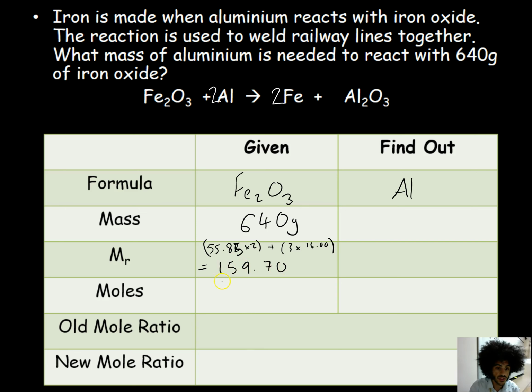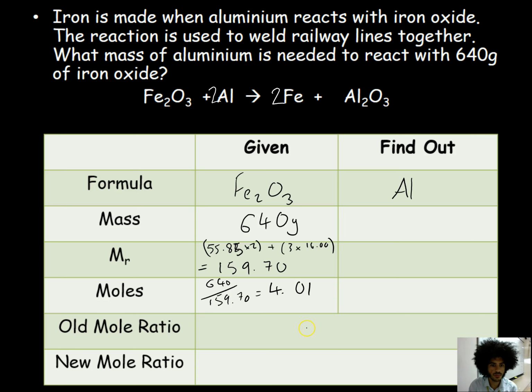So to work out the moles, it's mass over Mr, so it's 640 divided by that number, 159.70, and that's going to give me pretty much 4 moles, 4.01.